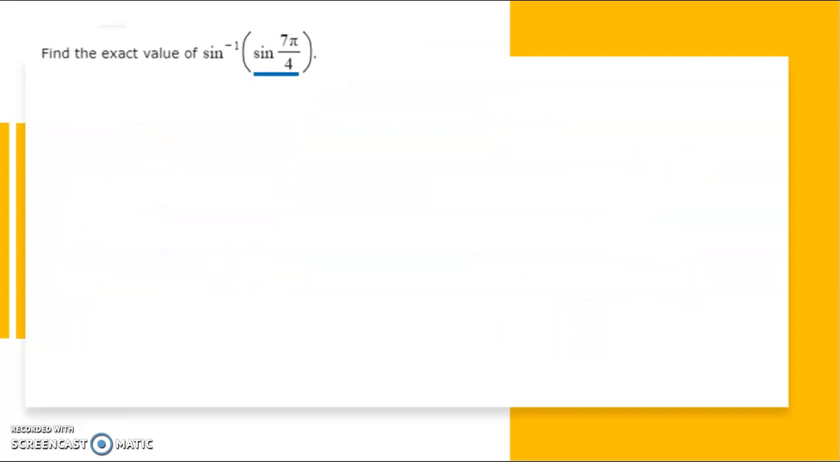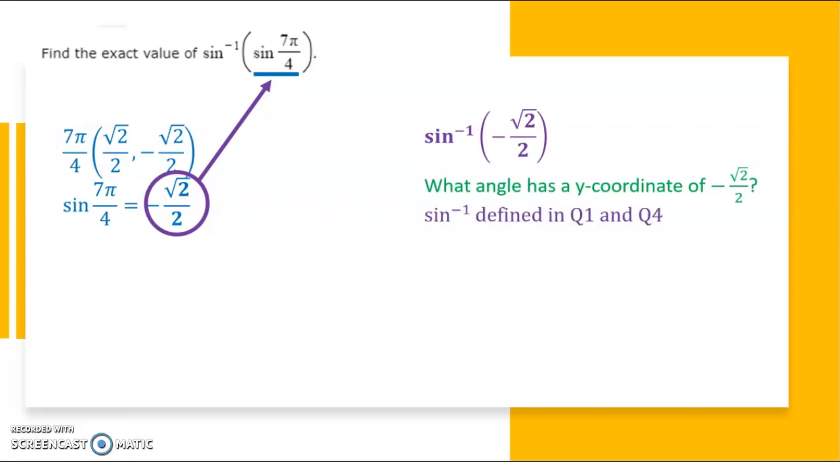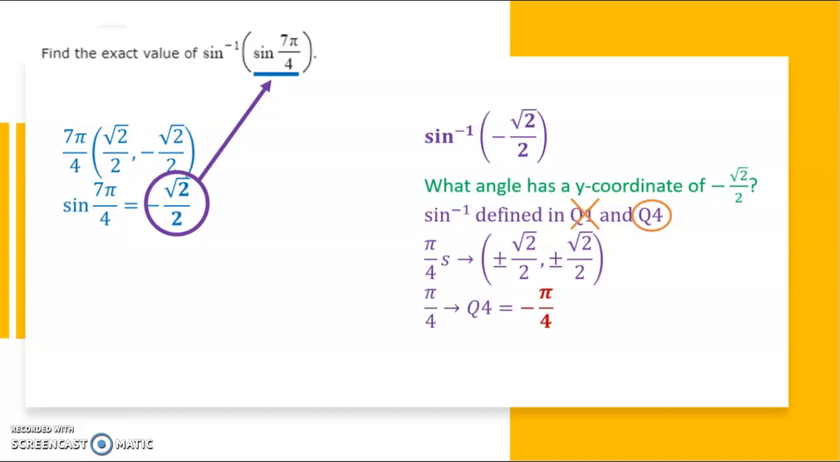Here, we start with what's in the middle. We look at our ordered pair for 7 pi over 4, and then we find its sine. Now we make the replacement, so our new problem is the inverse sine of negative root 2 over 2. This is asking what angle has a y coordinate of negative root 2 over 2. Inverse sine is defined in quadrants 1 and 4. Our value is negative, so we must be in quadrant 4. All of our pi over 4's have y coordinates of root 2 over 2, and our pi over 4 in quadrant 4 is negative pi over 4.